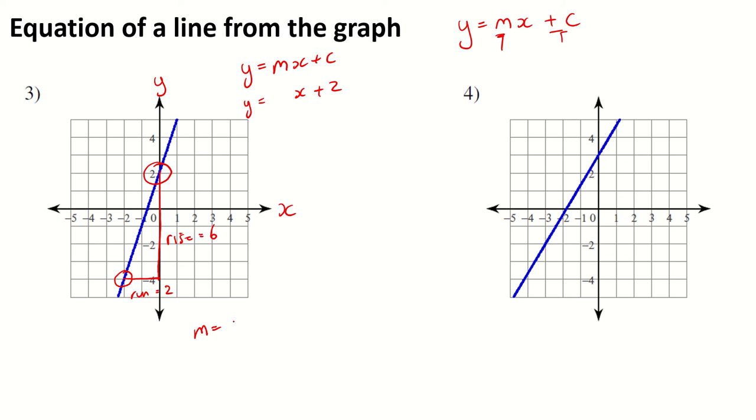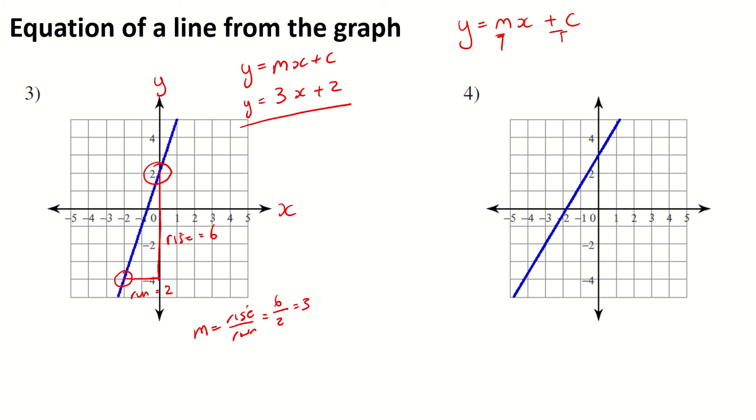Now we recall that gradient is equal to rise divided by run, which here is 6 divided by 2, which is 3. So the equation of this line would be y equals 3x plus 2. Let's have a look at this example here.